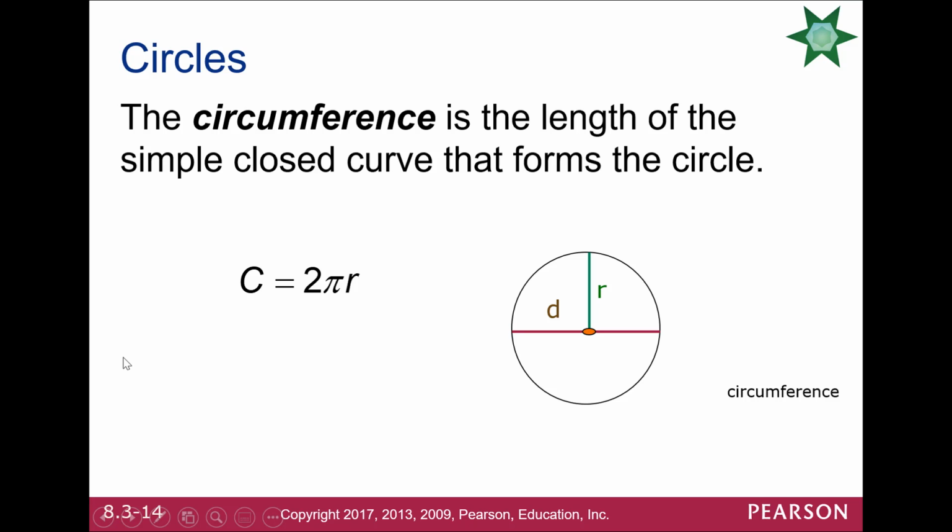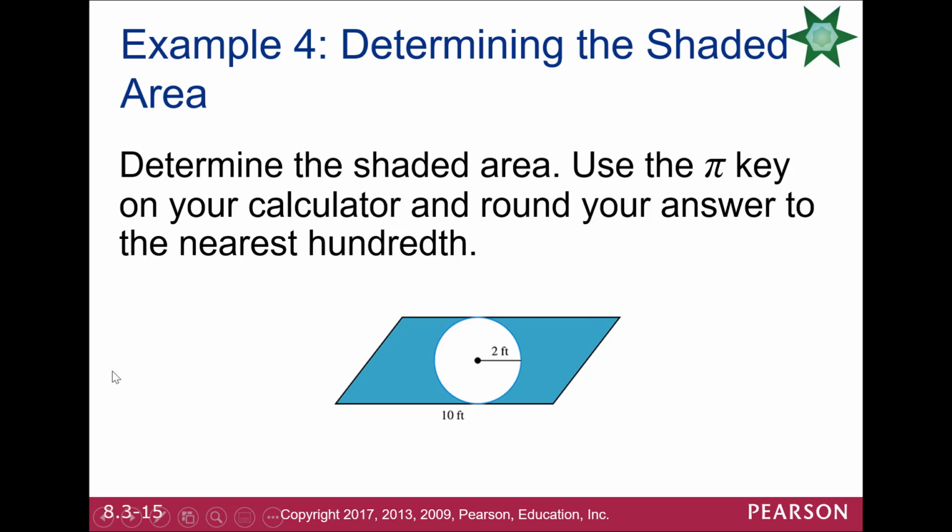The circumference is the distance around the circle, kind of like the perimeter, if you will. To find the circumference, you take 2 times pi. Typically, we're going to use 3.14 unless it tells you otherwise, times the length of that radius. The area is pi times the radius squared.